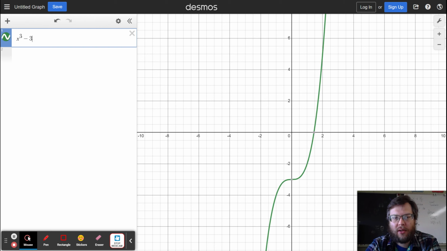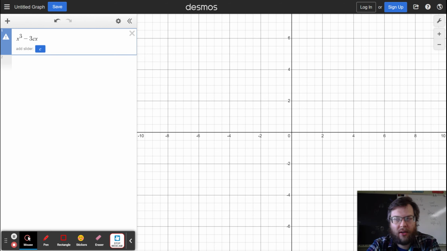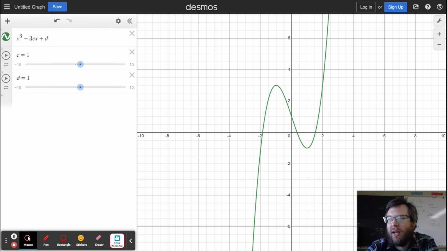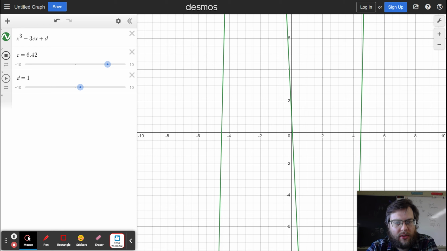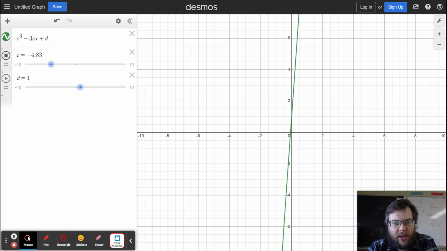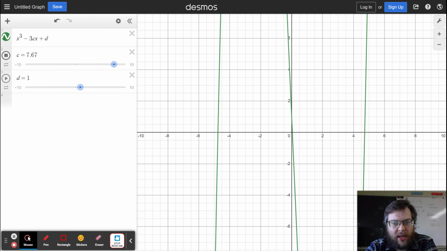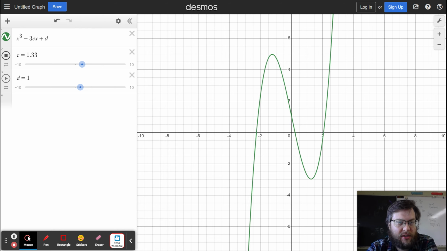So anyway, the question they're asking us to look at, and I'm only going to do part of it because I don't want this to be a 30-minute long video, is looking at cubic functions that look like this: x cubed minus 3cx, and then plus d. And so you can see that as the c value changes, we're changing our x-intercepts, we're changing the number of x-intercepts, we're also changing, I guess, the stretch of it.